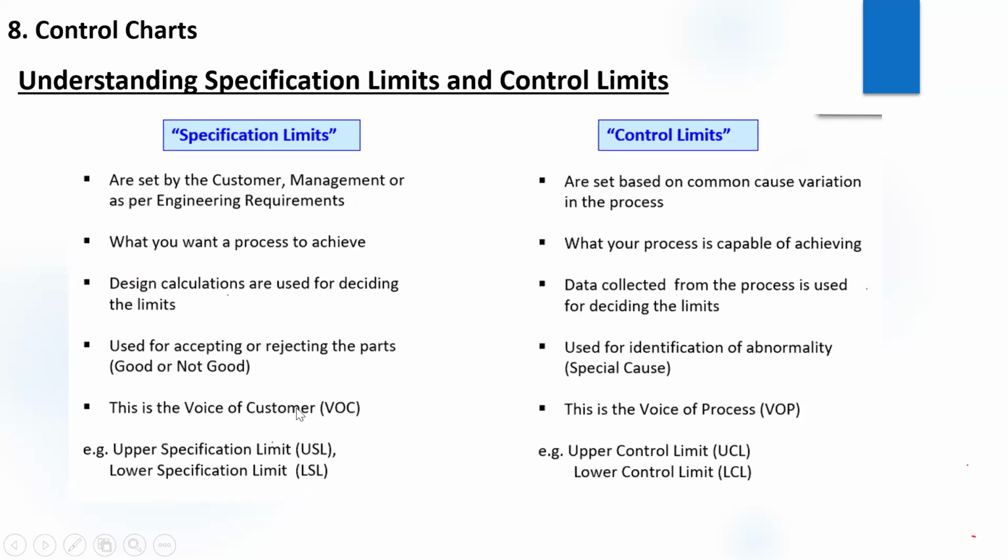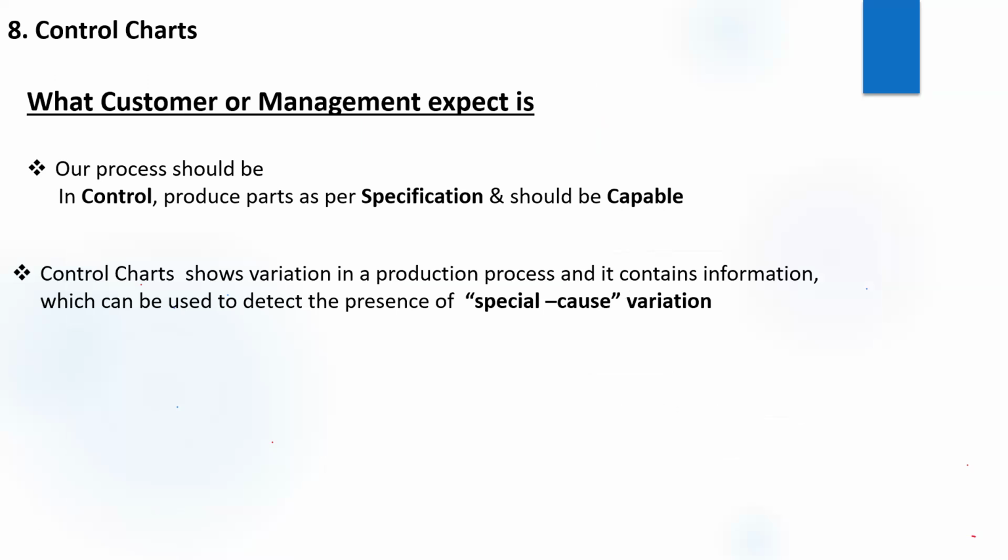Specification limit is the voice of the customer, because the customer is giving the specification limit, and control limit is the voice of the process. Normally I cover this in SPC, but only remember one thing: specification limits are given by the customers, and control limits we need to calculate. And in control charts, we use the control limits. In a control chart, we never use the specification limit.